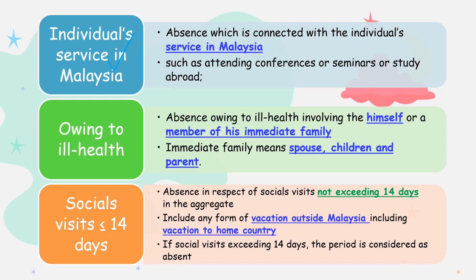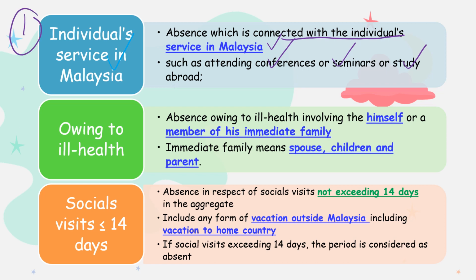Absent, meaning to say the taxpayer is absent from Malaysia because of, connected with, individual service in Malaysia. Meaning to say the company sends the taxpayer overseas for what reason? Maybe attending conferences, seminars, study abroad, meetings and so on. So in short, the taxpayer is not in Malaysia because the company in Malaysia sent him overseas to do something on behalf of the company. So this one falls under category number 1.